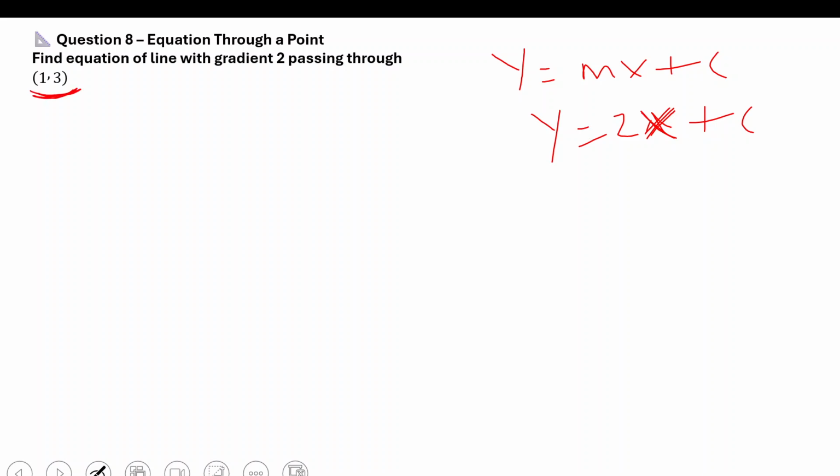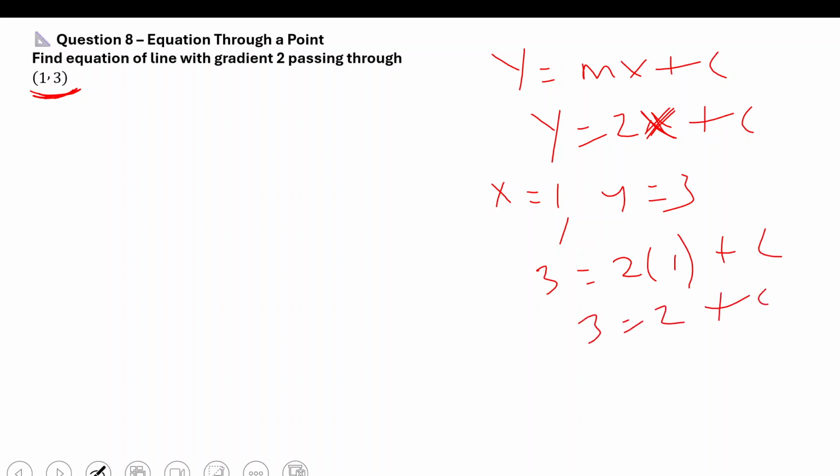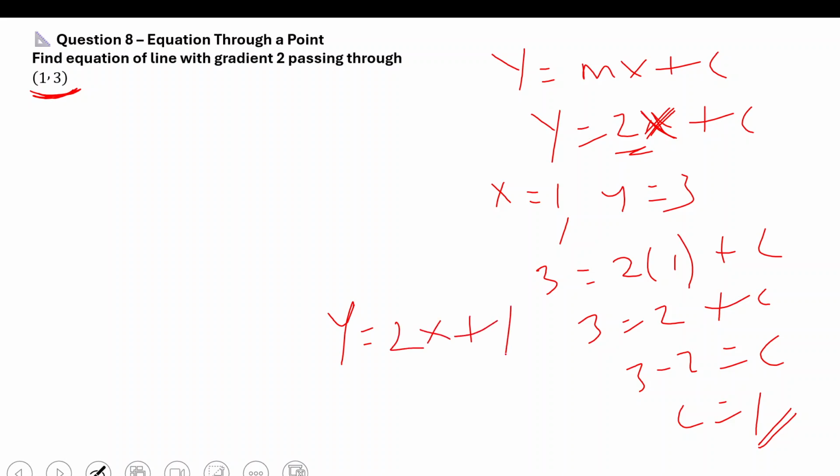coordinate, put it here where x is 1 and y is 3. So I have 3 equals 2 into 1 plus c. So 3 equals 2 plus c. 3 minus 2 equals c, and c equals 1. So if I have c as 1 and gradient as 2, I can write the equation of the line as y equals 2x plus 1. So this is the equation of the line passing through that coordinate.